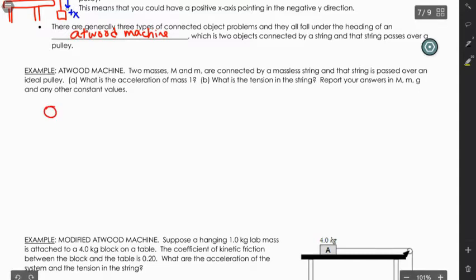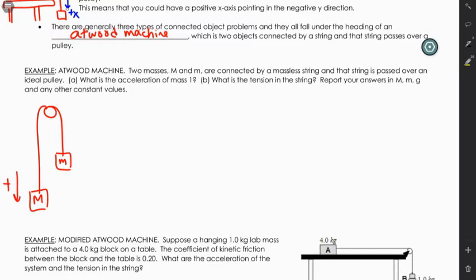Okay, so here's our physical picture. So we have little m, we have big M. And what will happen is big M is the one that's going to accelerate in the positive direction, which means my coordinate system has to go with my pulley, and this is going to point in the direction of the motion. Now it says, what is the acceleration of mass 1? Because it's going to be the entire system, the system is going to accelerate at the same rate.